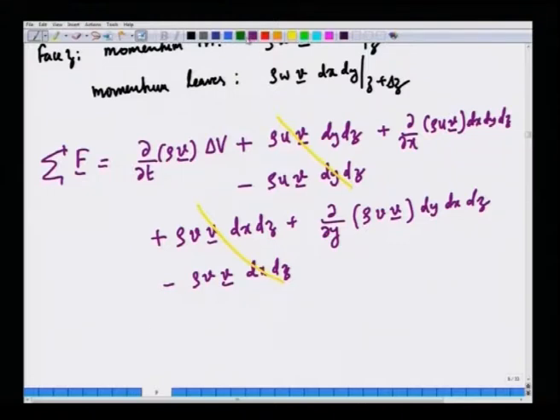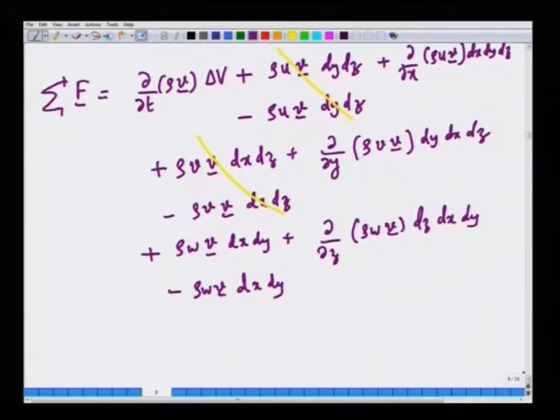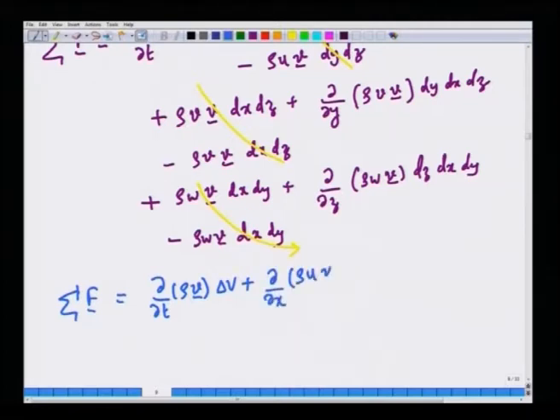And then the momentum that enters and exits through the z face is simply rho w v dx dy plus d dz of rho w v dz dx dy minus rho w v dx dy. So, these two terms will cancel, leaving us with the following simplified equation: sum of all the forces acting on the control volume is d dt of rho v times delta v plus d dx of rho u v times delta v. So, I can take delta v common, plus d dy of rho v v plus d dz of rho w v.